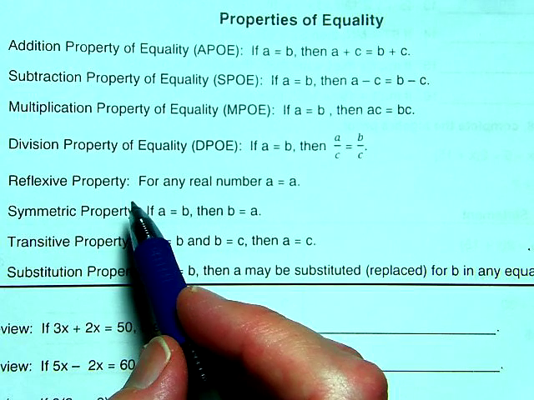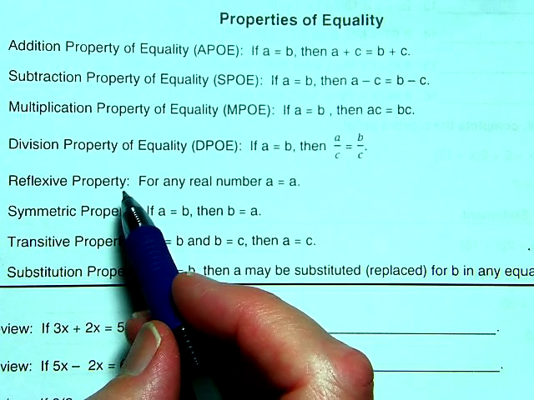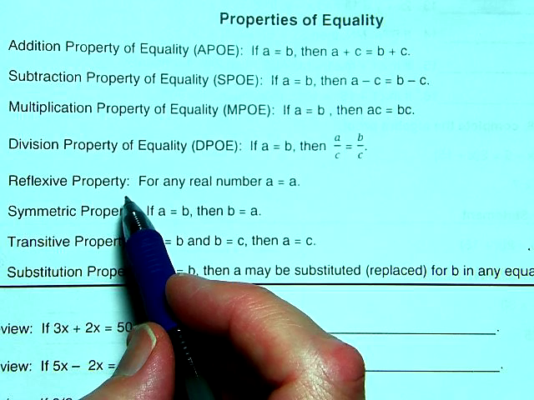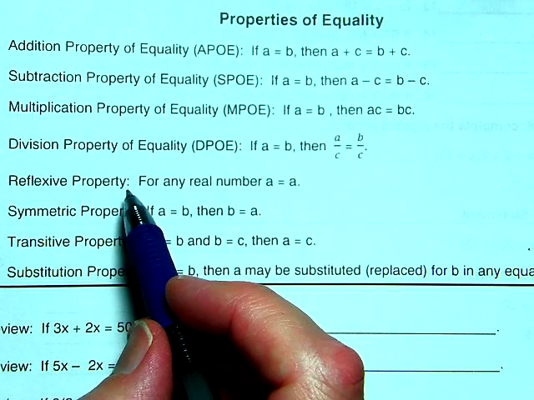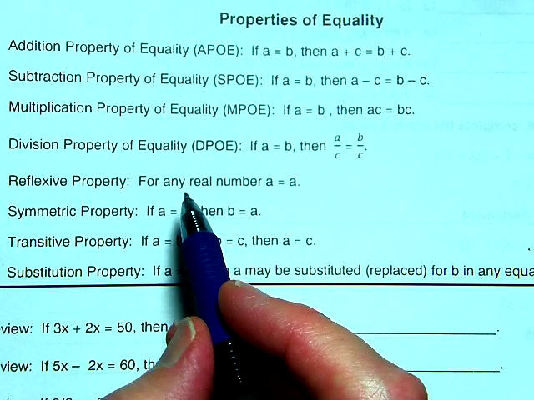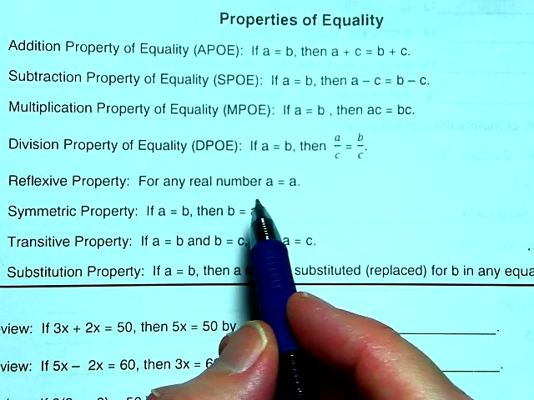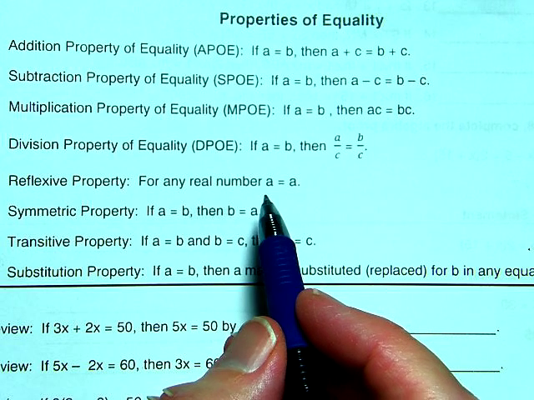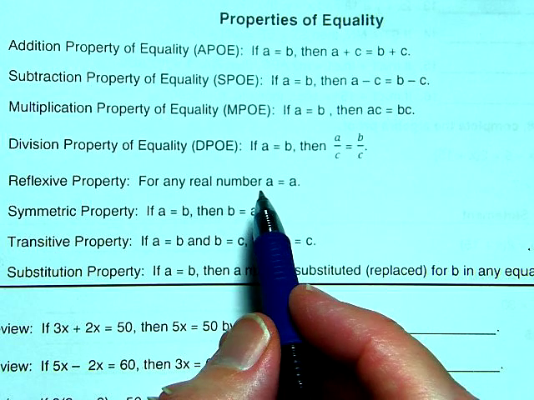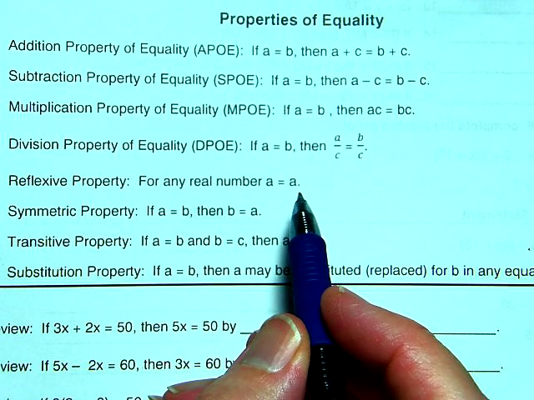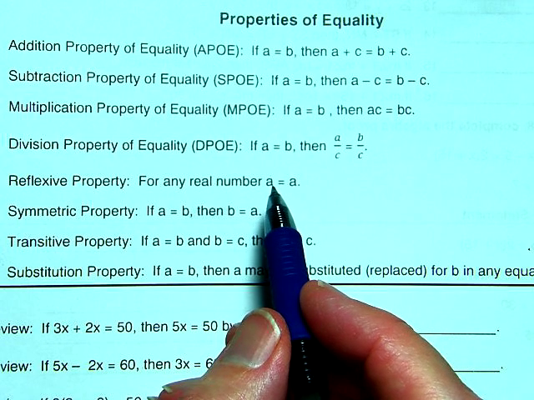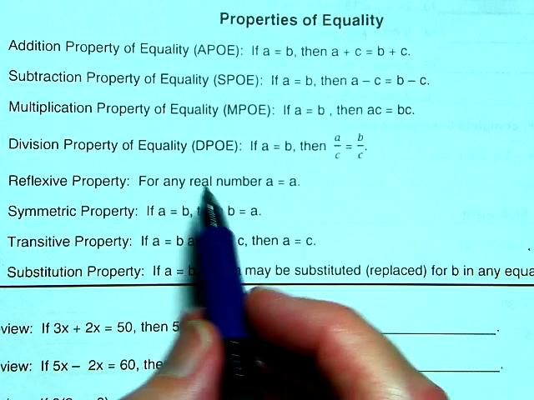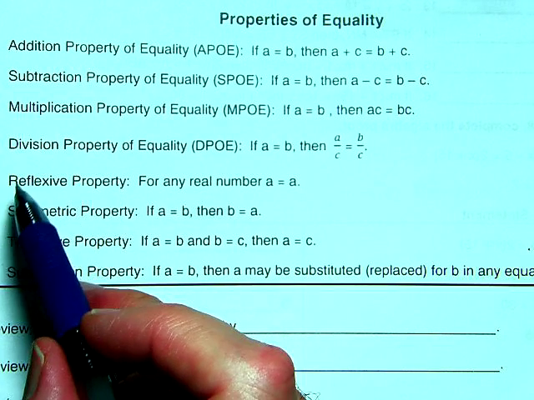These next properties you may or may not have heard of. They seem even more basic than the first four. The reflexive property has got to be the most basic of all. For any real number, a equals a. The number equals itself. 2 equals 2. 3/4 equals 3/4. -4 equals -4. Whatever number you plug in, it always equals itself. Very basic, but we do need to use it sometime.